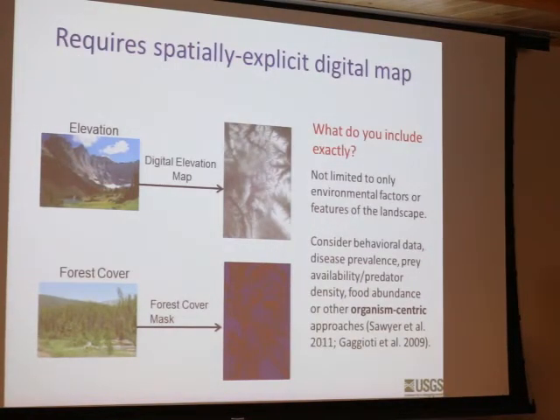And so when you're thinking about your own systems, really you can think about anything that you can map. Those two examples I just gave you are both habitat features, but you're not restricted to that with these kinds of methods. You can use anything that you can map. I'm going to talk a little bit later about using population density as a factor. You can also think about predator-prey and use prey density. You can use disease prevalence. There's lots of different things that you might be able to map that might be relevant.